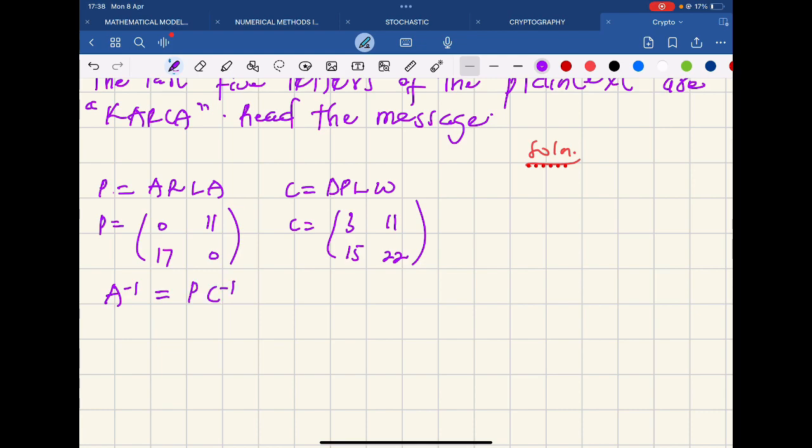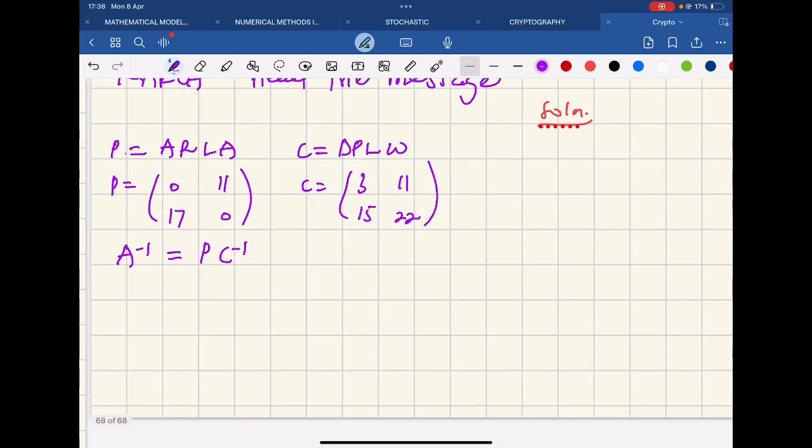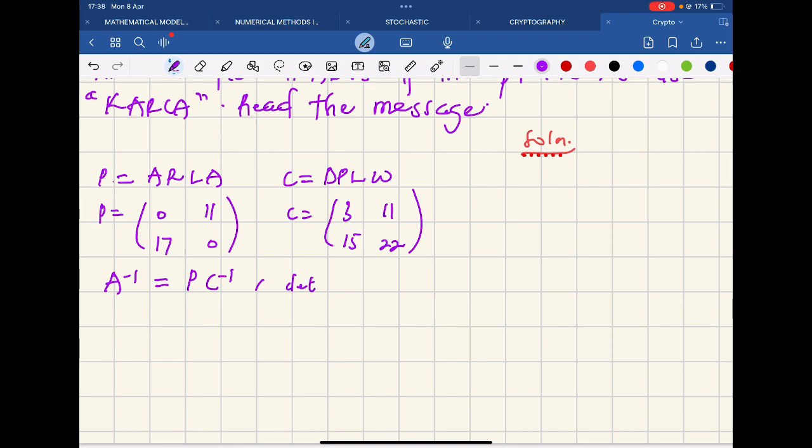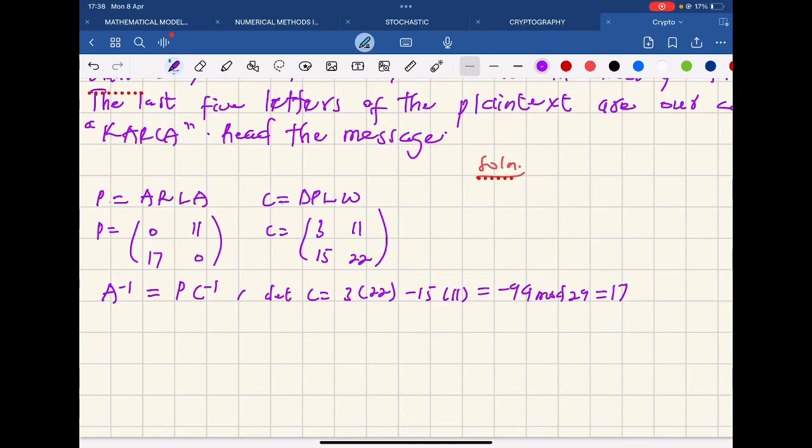So to find C inverse, you have to check if C is invertible. Now the determinant of C is 3 times 22 minus 15 times 11, which is equal to minus 99. And we are dealing in modulo 29, so this is equal to 17. Now let's see if they are co-prime. So the GCD of 17 and 29 is indeed equal to 1, meaning that C is invertible.